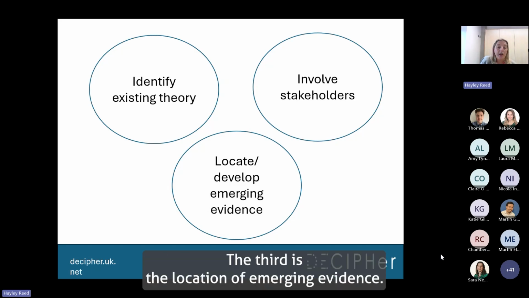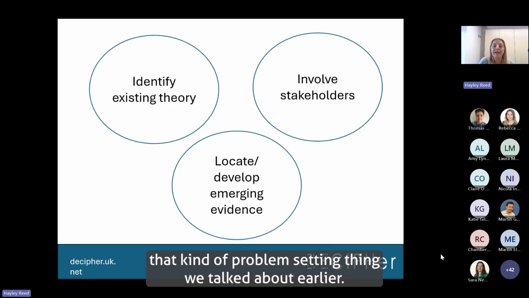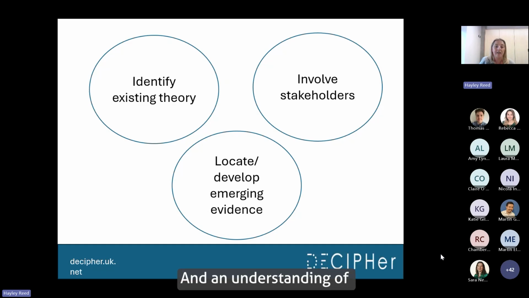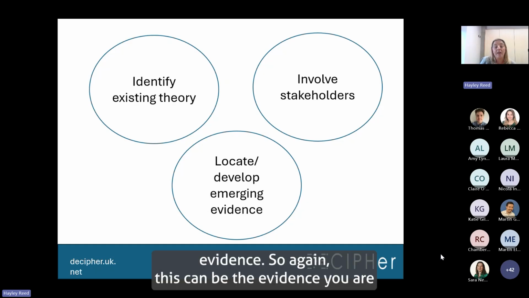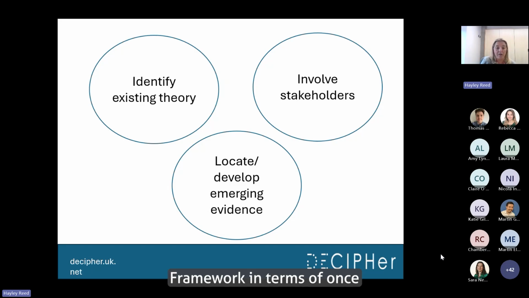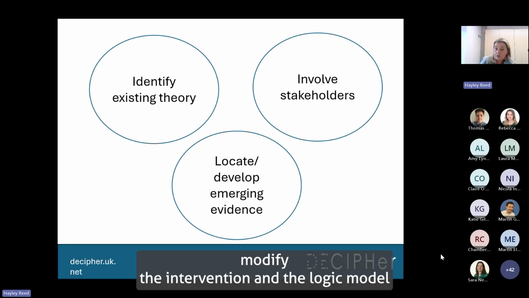The third is the location of emergent evidence. Again, this could be around that problem setting thing we talked about earlier. When we're thinking about the problem, do we have epidemiological evidence on the population, and an understanding of the needs in terms of the public health or health topic? And also the developing or emerging evidence, along that MRC framework, in terms of once you've feasibility tested, what have you found out and how you can modify the intervention and the logic model to show that.